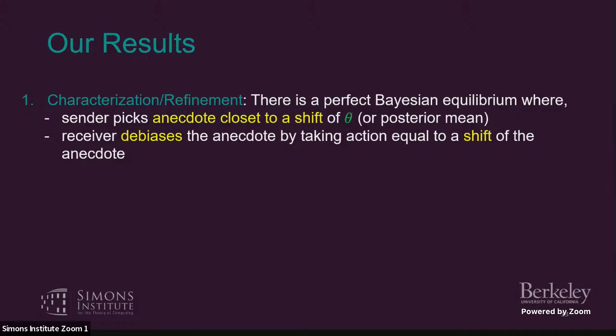So our results are as follows. I'll keep it very brief. We first characterize best responses, and we see that there is a very nice equilibrium structure, a perfect Bayesian equilibrium, where the sender's communication strategy is a simple biasing strategy. His strategy is just to pick a shift of theta, some point, and send the anecdote closest to it. That's it. And the receiver best responds by debiasing this anecdote and takes an action which is basically a shift of the received anecdote. We don't have this as a constraint on the communication schemes. The sender can choose any anecdote to send, but this is a nice refinement with a very natural property, where we can think of how there are biases in our communication.